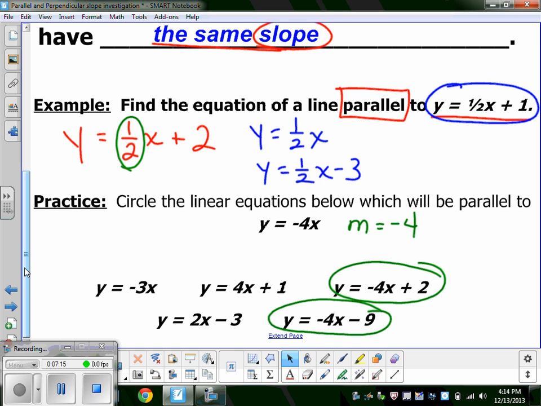This is the end of the first video. In the next video, we will talk about perpendicular lines.